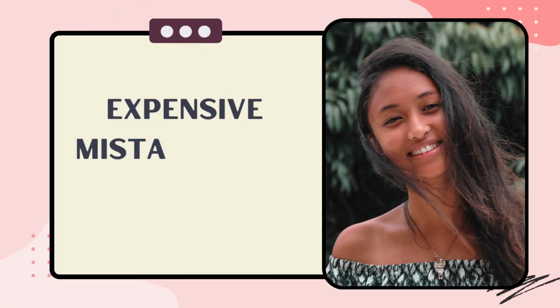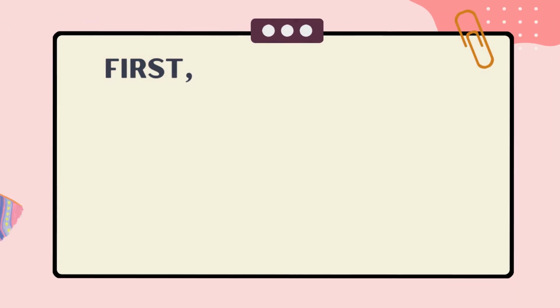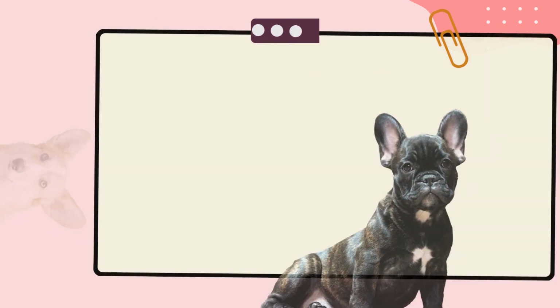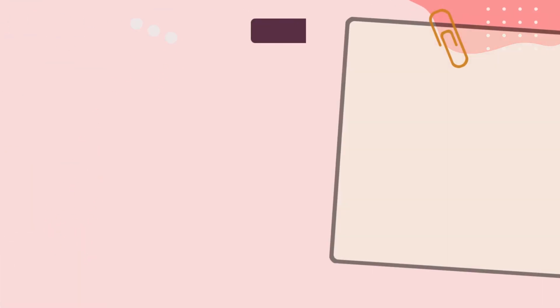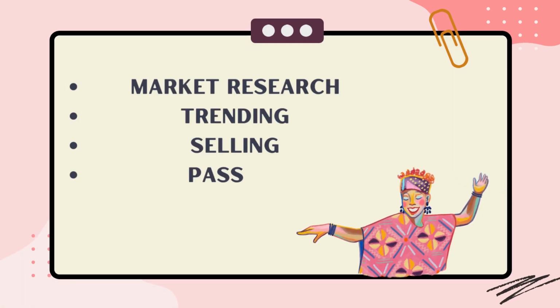Having said that, it is essential to avoid these silly and costly mistakes as you begin your journey in Amazon KDP. The 5 most expensive mistakes KDP beginners make. First, do not write the book you just feel like writing. Yes, just because you want to write about loving your dog doesn't mean people will buy. Do market research and testing to find out what is trending and selling. Cross-check that with what you are passionate about and have knowledge in. Find something that is in both lists.